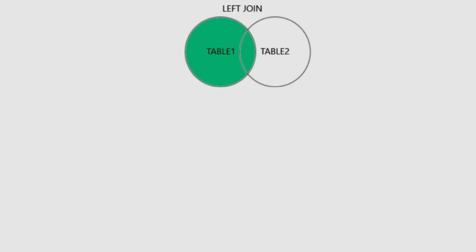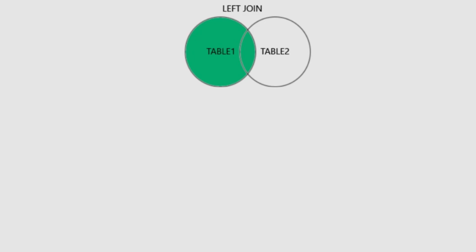The second type is left join. This type returns all records from the left table, table 1, and the matching records from the right table, table 2. The result is 0 records from the right side if there is no match.